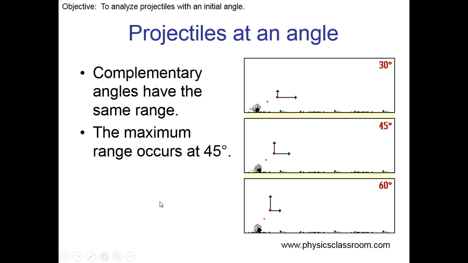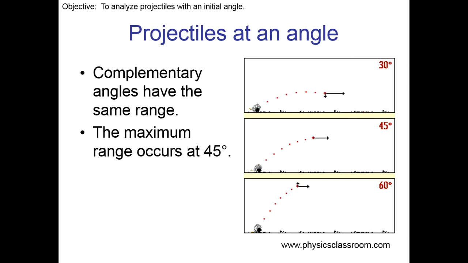All right. So we've got these complementary angles here, and one thing we can say about complementary angles is that they're going to have the same range. We've got a 30-degree angle here and a 60-degree angle here. These are complementary angles, meaning they add up to give you 90 degrees. When you do so, they both are going to have exactly the same range.